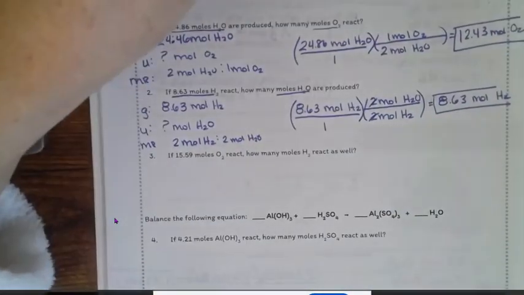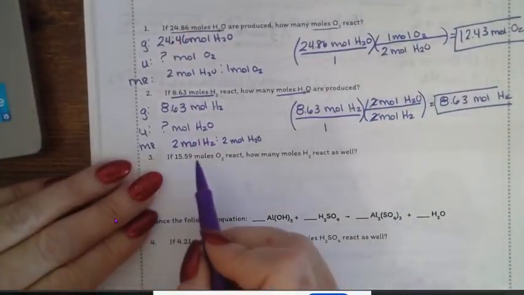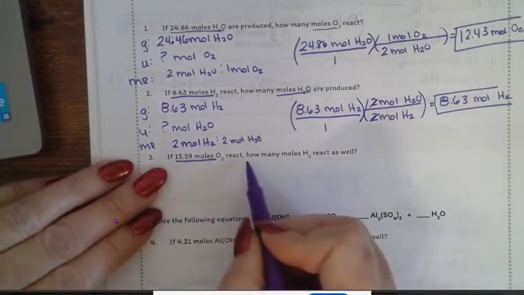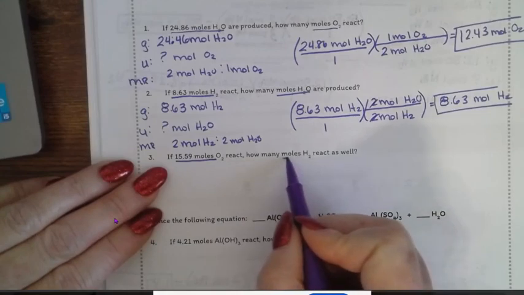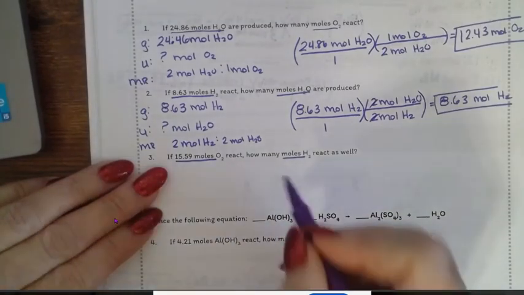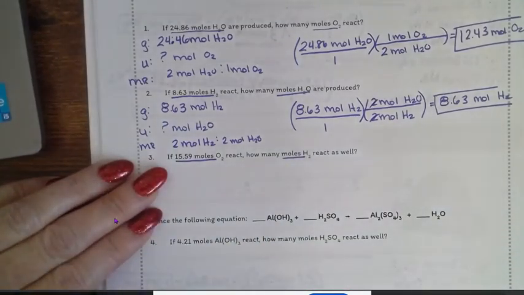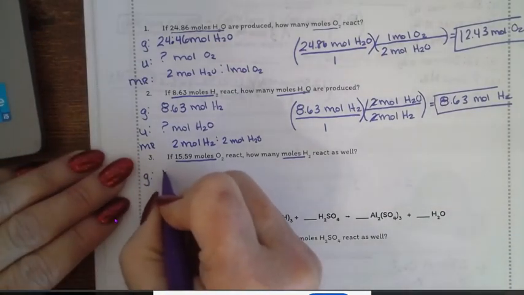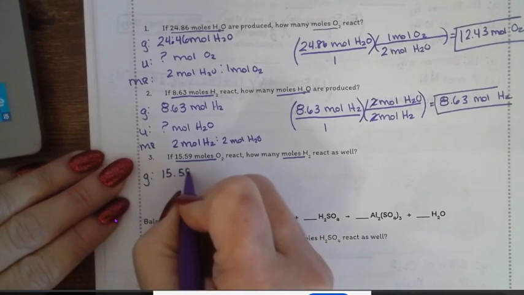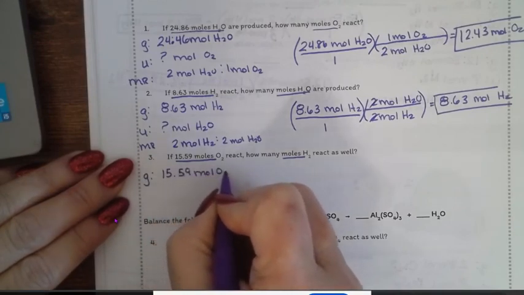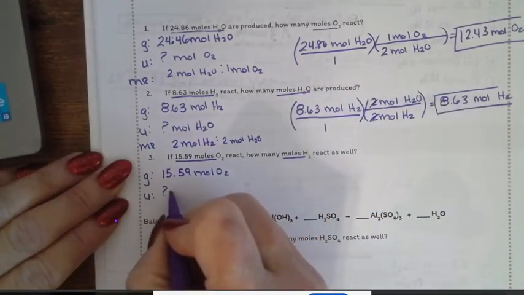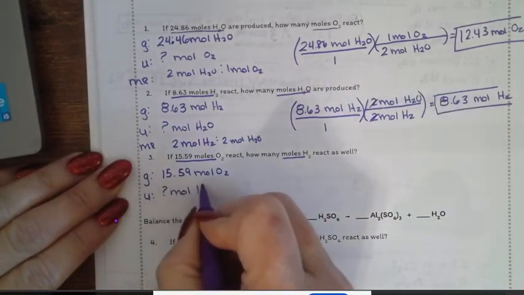Let's see. If 15.59 moles of oxygen reacts, how many moles of water, how many moles of H2 would be needed to react? Okay, so our given is 15.59 moles of O2. Our unknown is moles of H2.